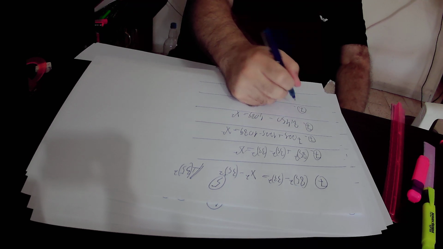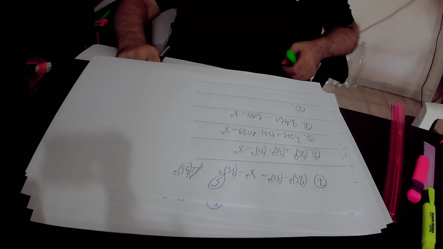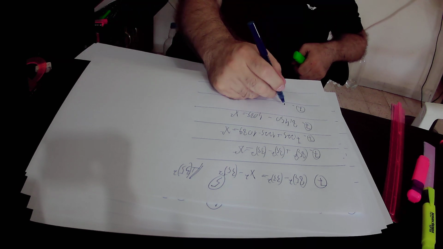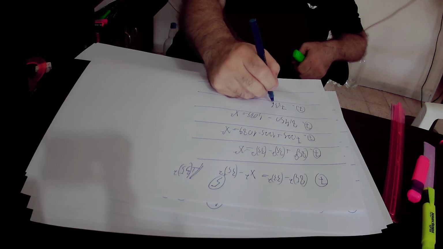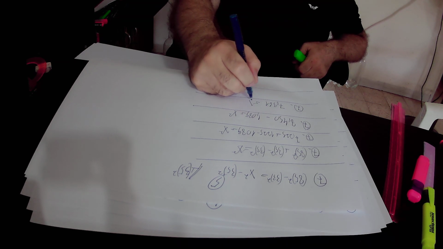So 8,450 minus 1,089 equals 7,361. That is equal to x squared.